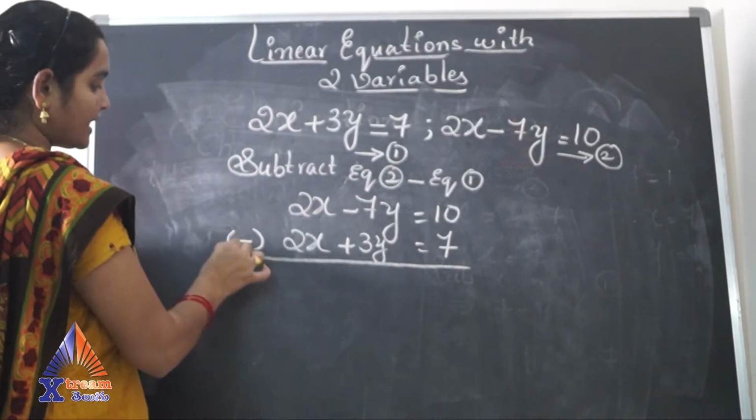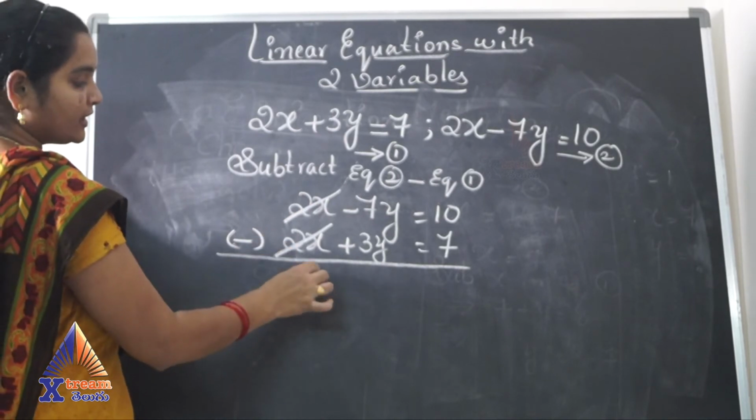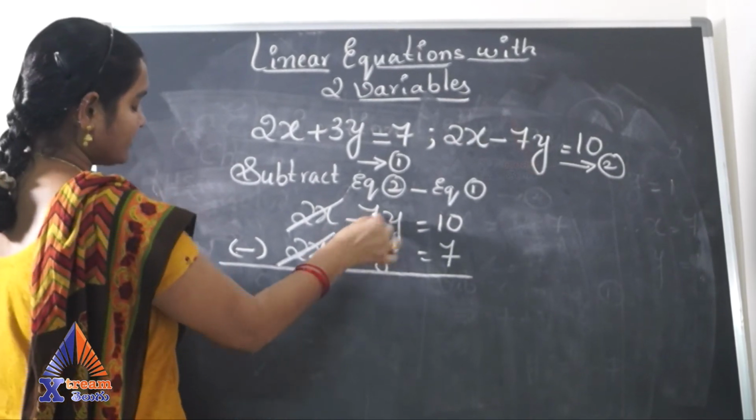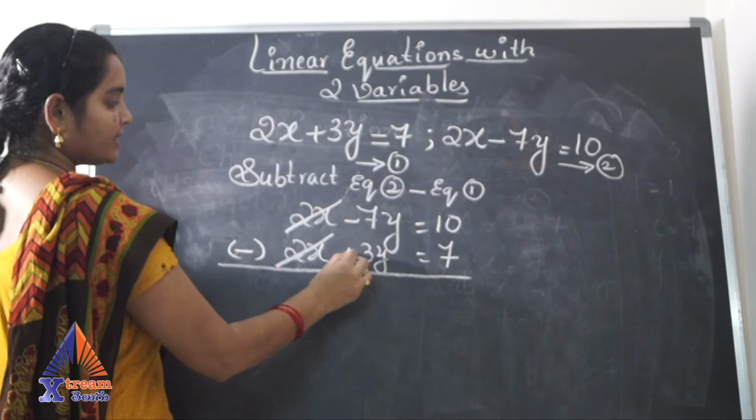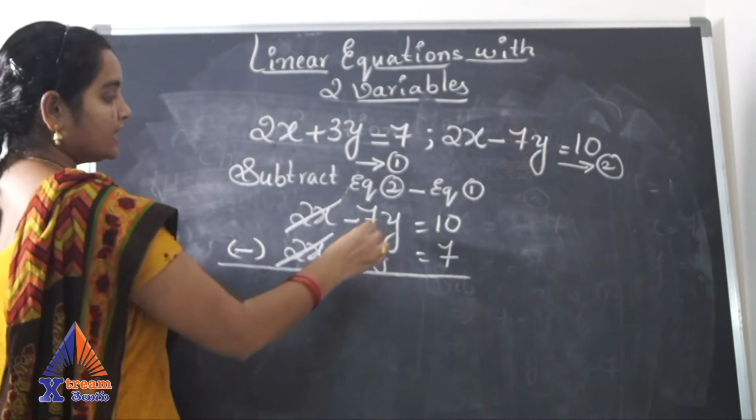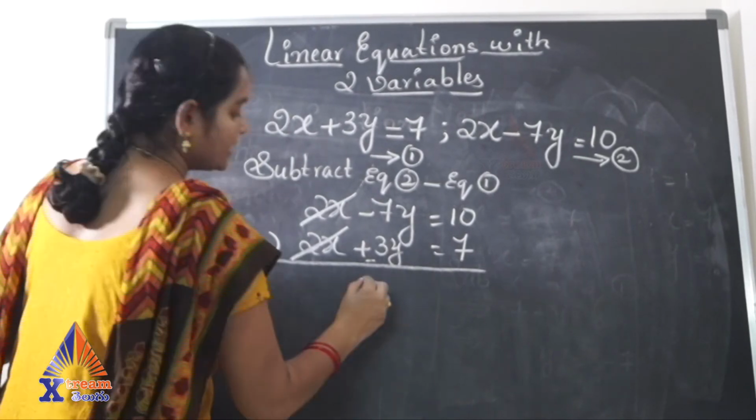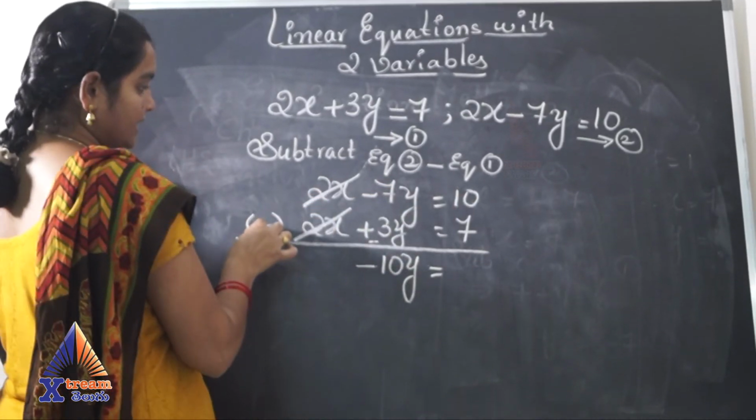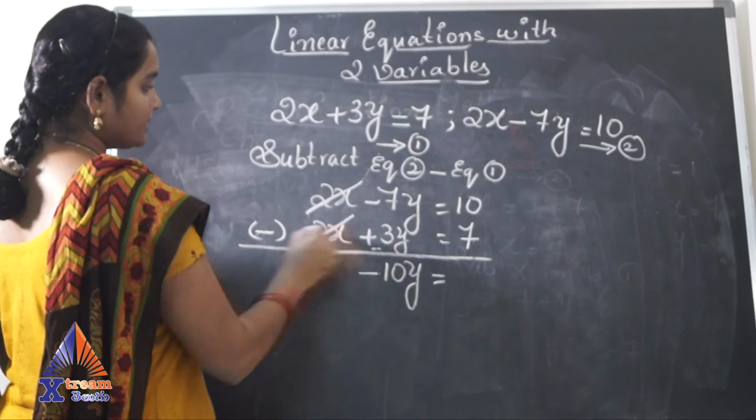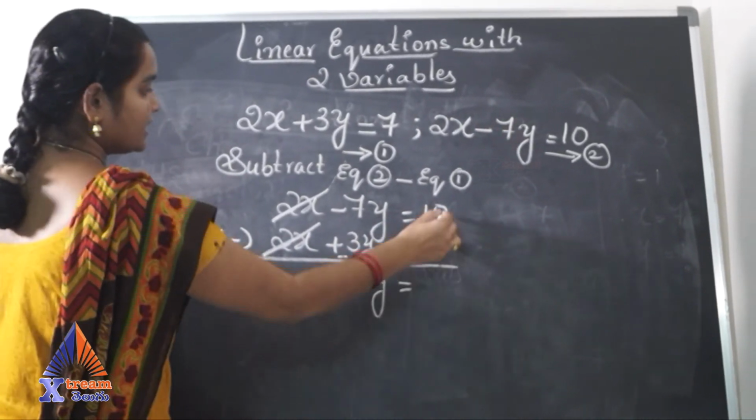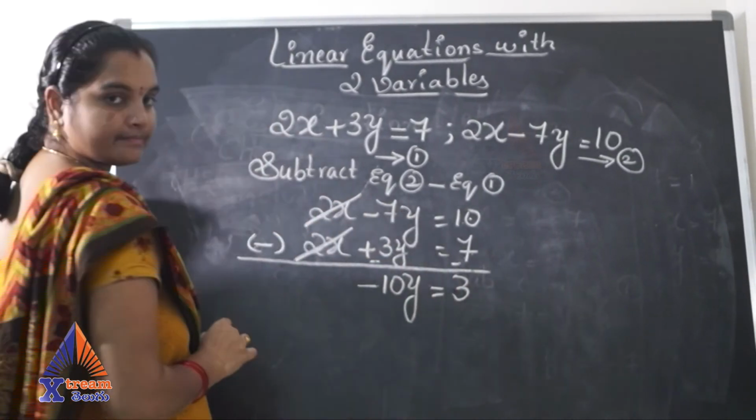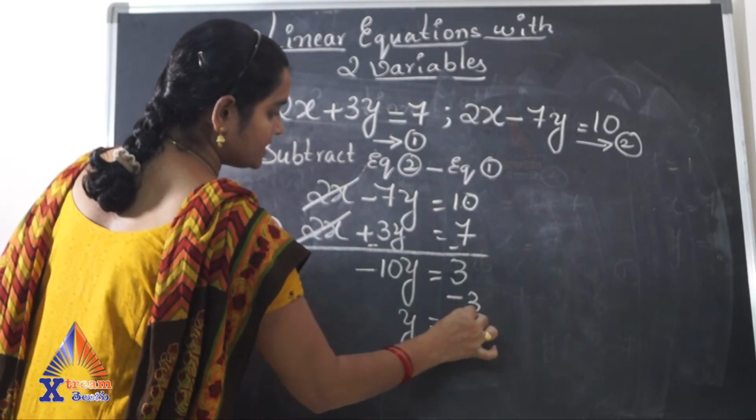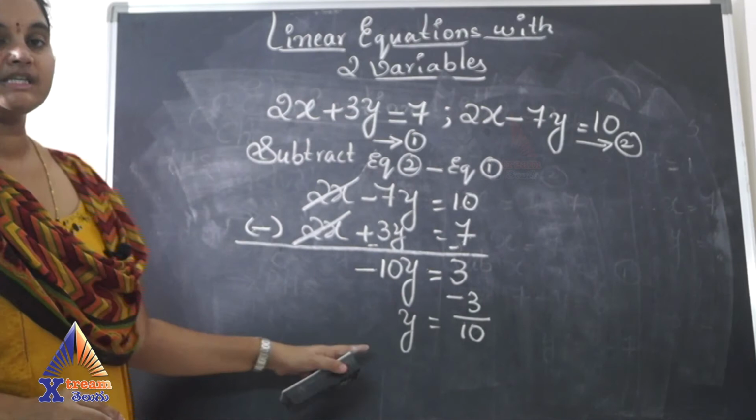Okay, so 2x minus 2x gets cancelled, where you get it as 0. When we cancel the terms, we don't write it as a 0. Okay, now minus 7y minus of plus. Minus of plus gives us minus. Okay, so minus 7y minus 3y gives us minus 10y. Now 10 minus 7. Right, that means 10 minus of plus is here minus. 10 minus 7 gives us 3. Now minus 10 goes to other side, becomes the division part. Minus 3 by 10. So this is the y value.